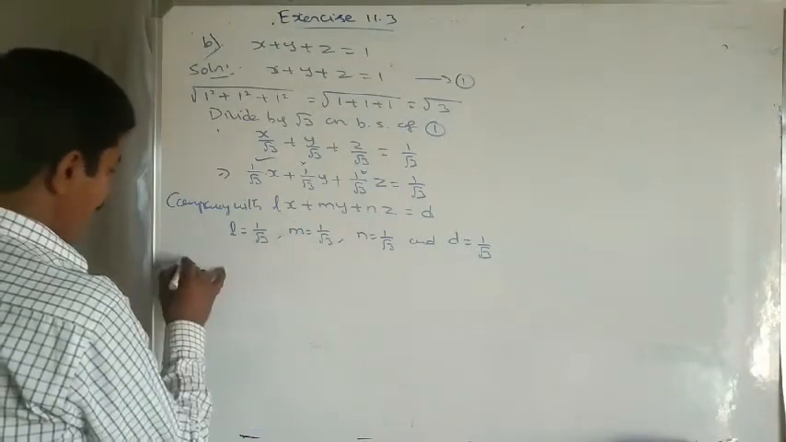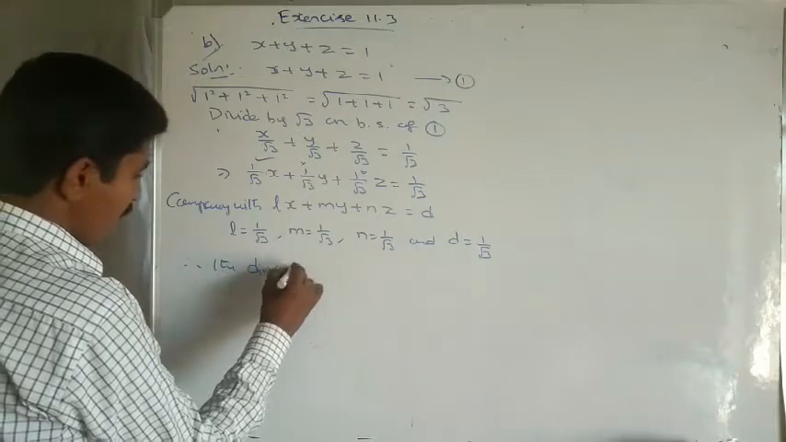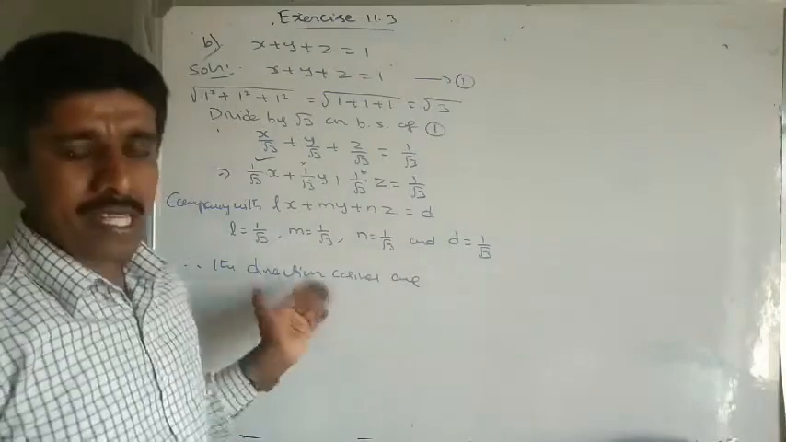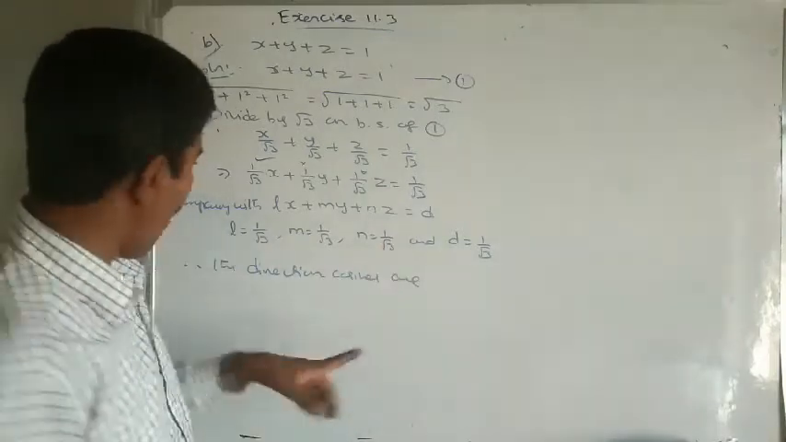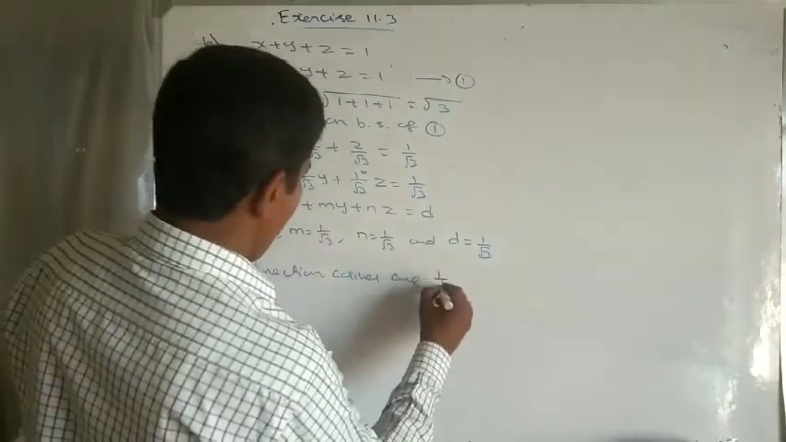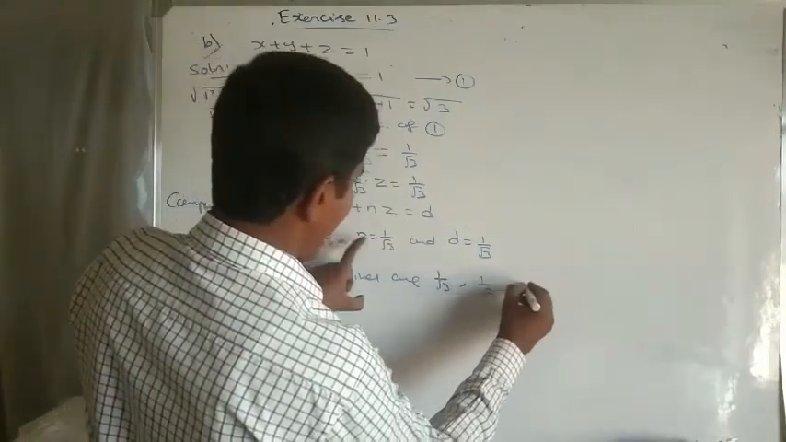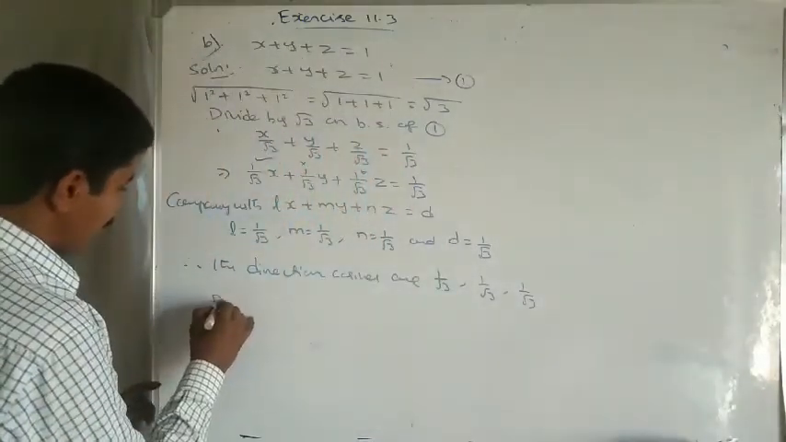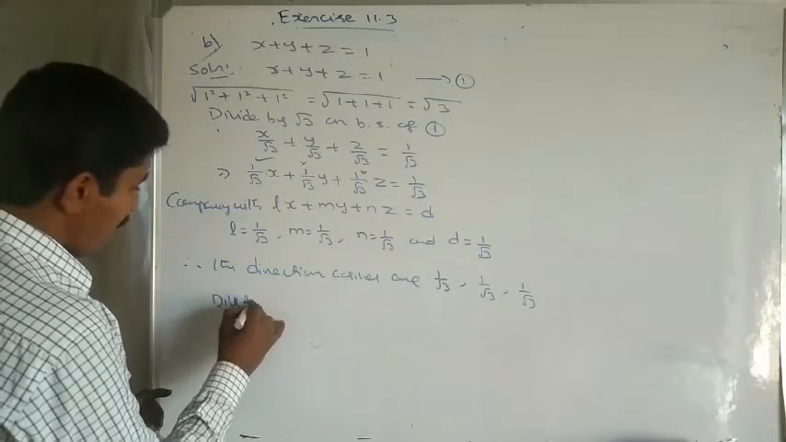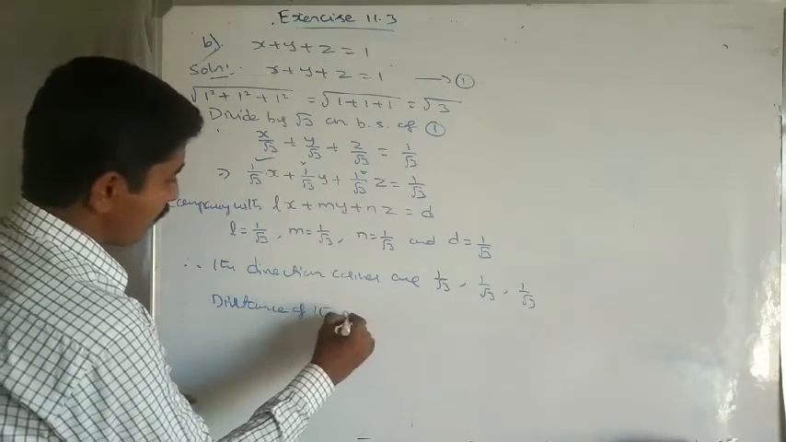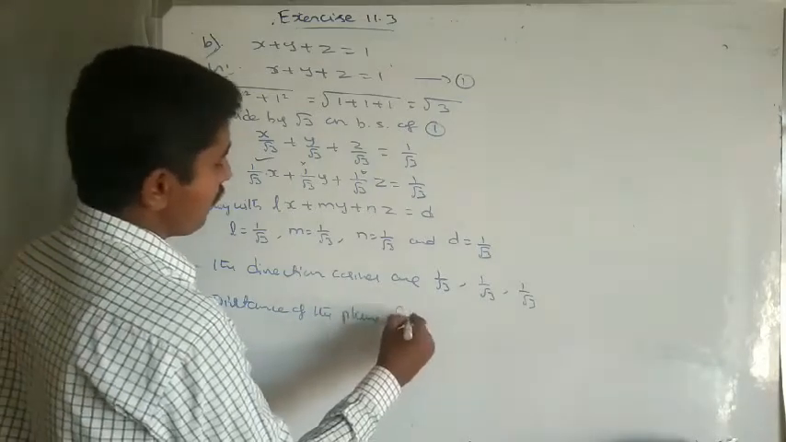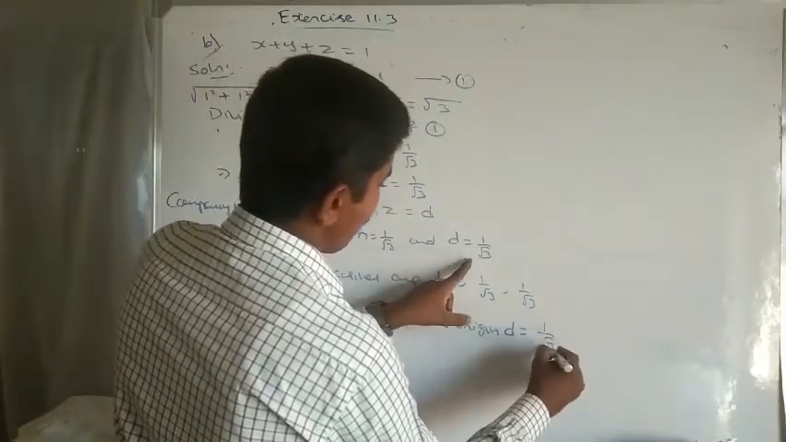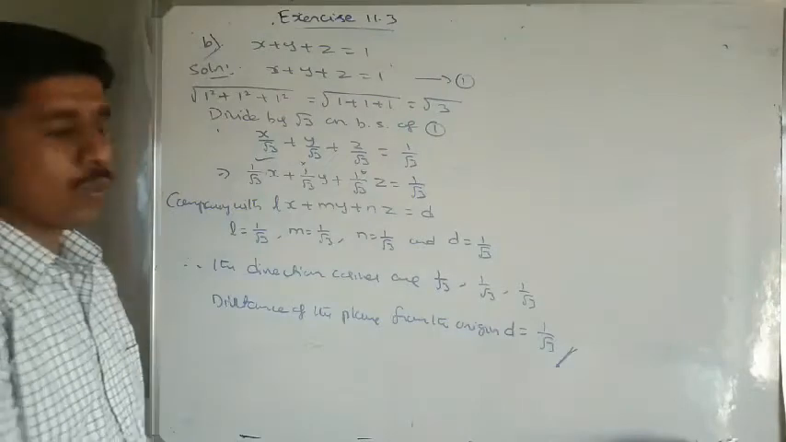Direction cosines are L, M, N. Therefore, the direction cosines of the normal to the plane are L, M, N: 1 by root 3, 1 by root 3, 1 by root 3. And the distance of the plane from the origin, D, is equal to 1 by root 3.